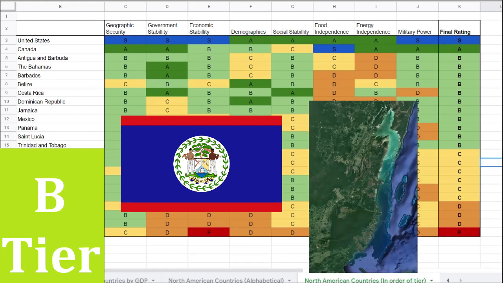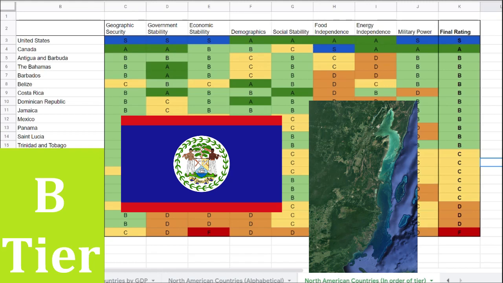Belize. This is a Central American nation, and pretty much what you see here is there's a few winners in Central America and a lot of losers. Belize is one of the winners. So let's start with the bad. Geographic security is C. It's in the Western Hemisphere and it has a rainforest buffer on its borders, but it is very flat. And that means that it's threatened by global warming and invading armies.